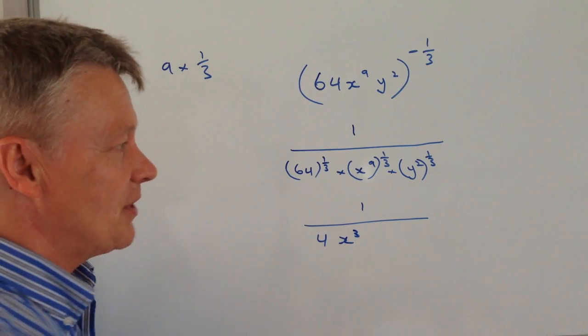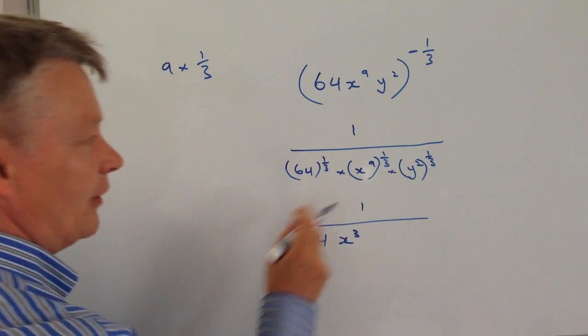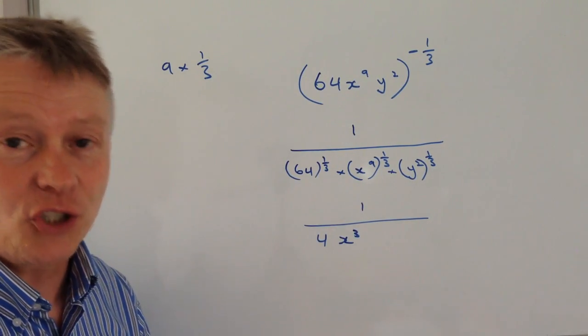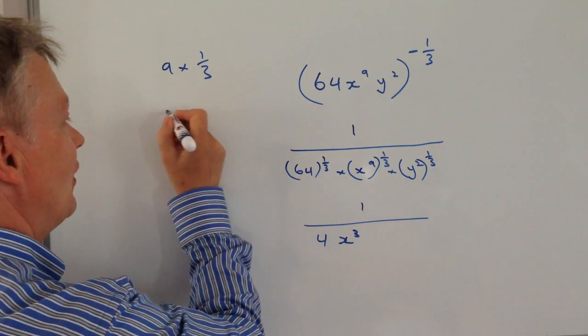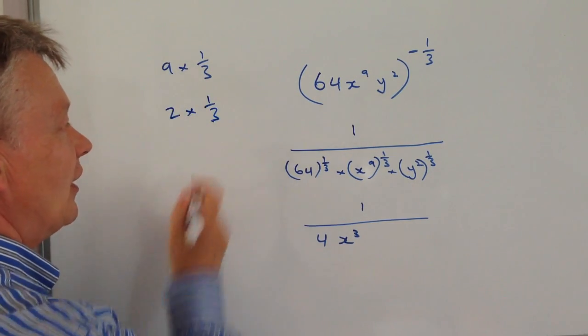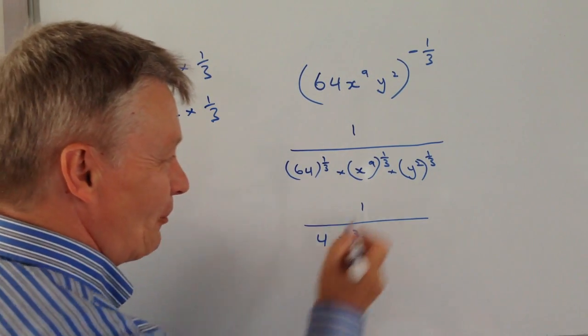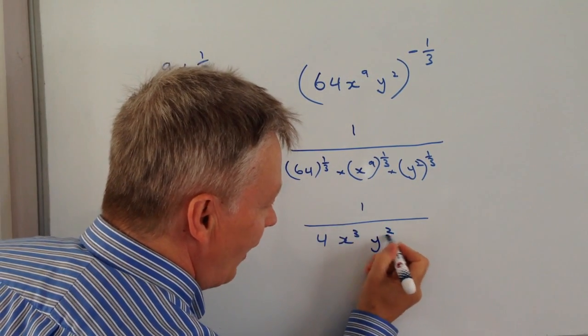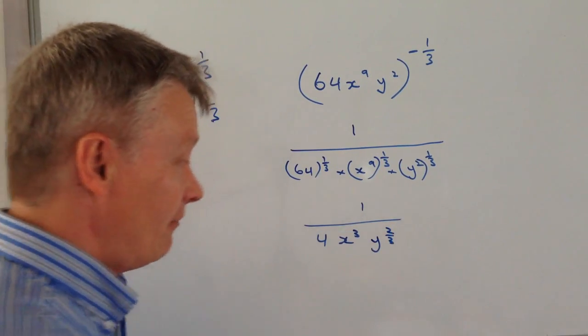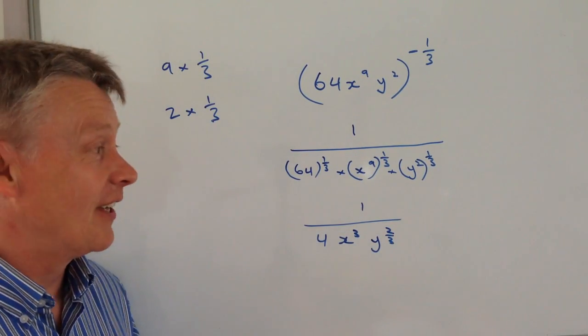Okay, and then the last bit of it, we've got y to the power of 2 times a third. So 2 times a third is exactly the same as saying 2/3. So what we've got here is y to the power of 2/3. And that answers this particular question.